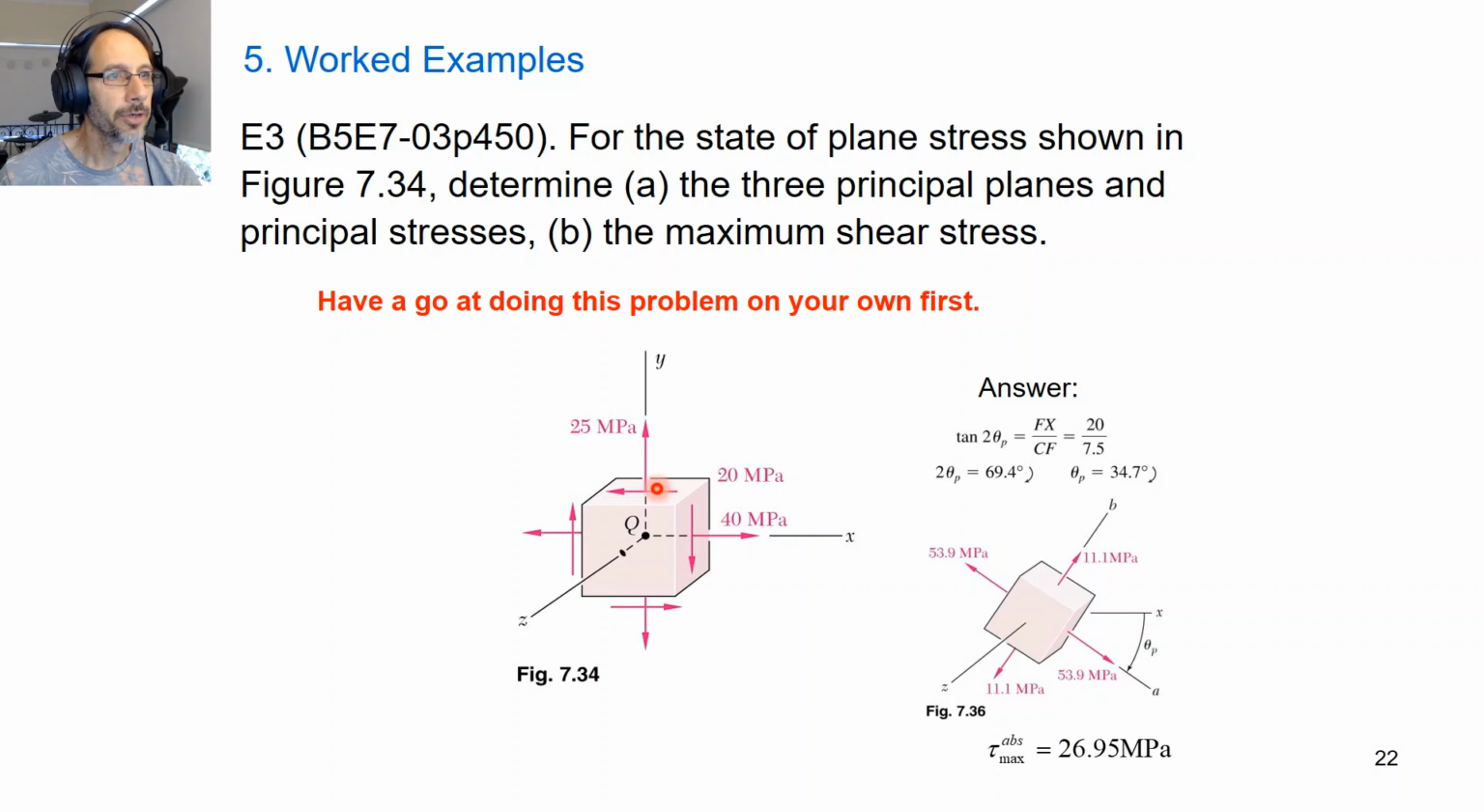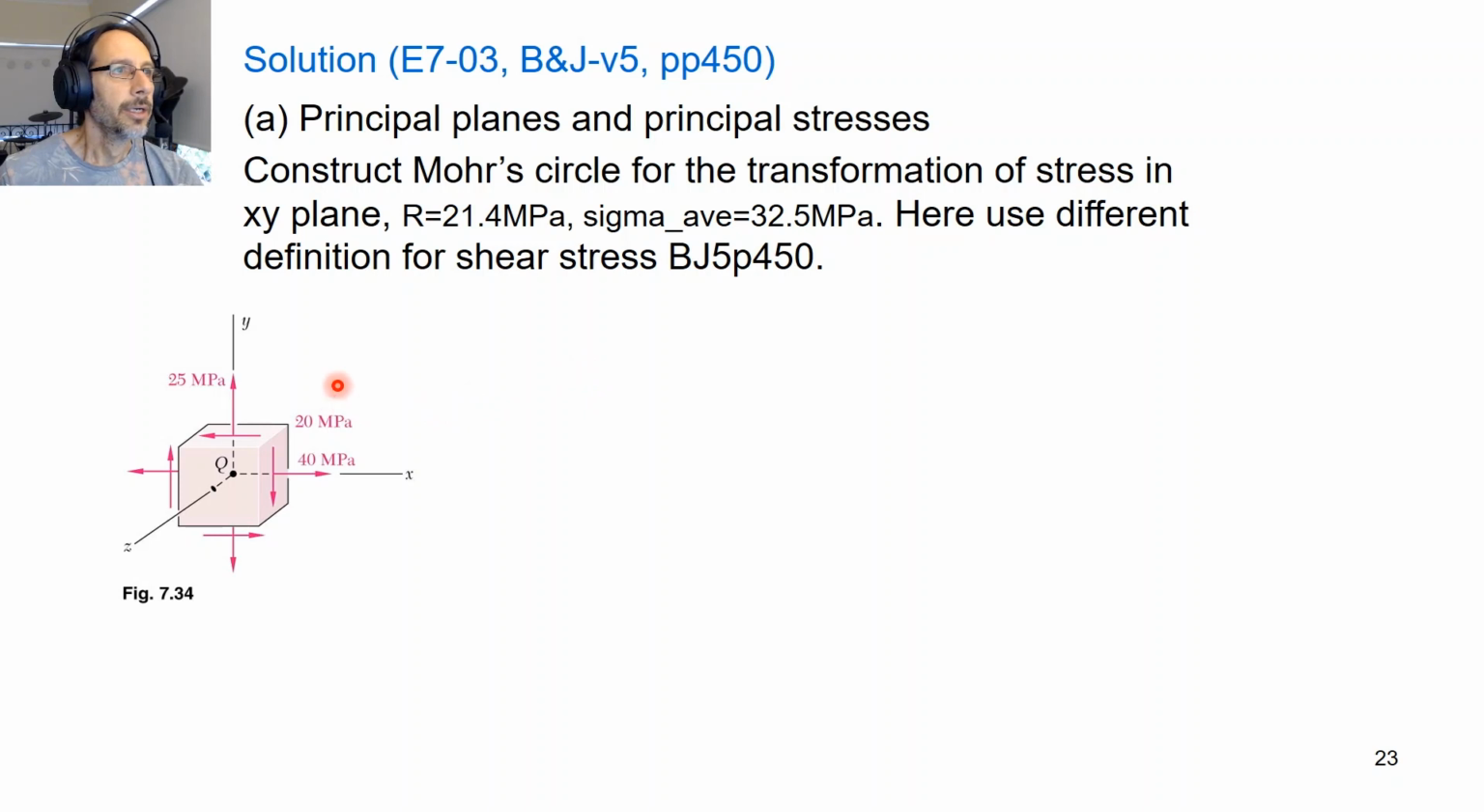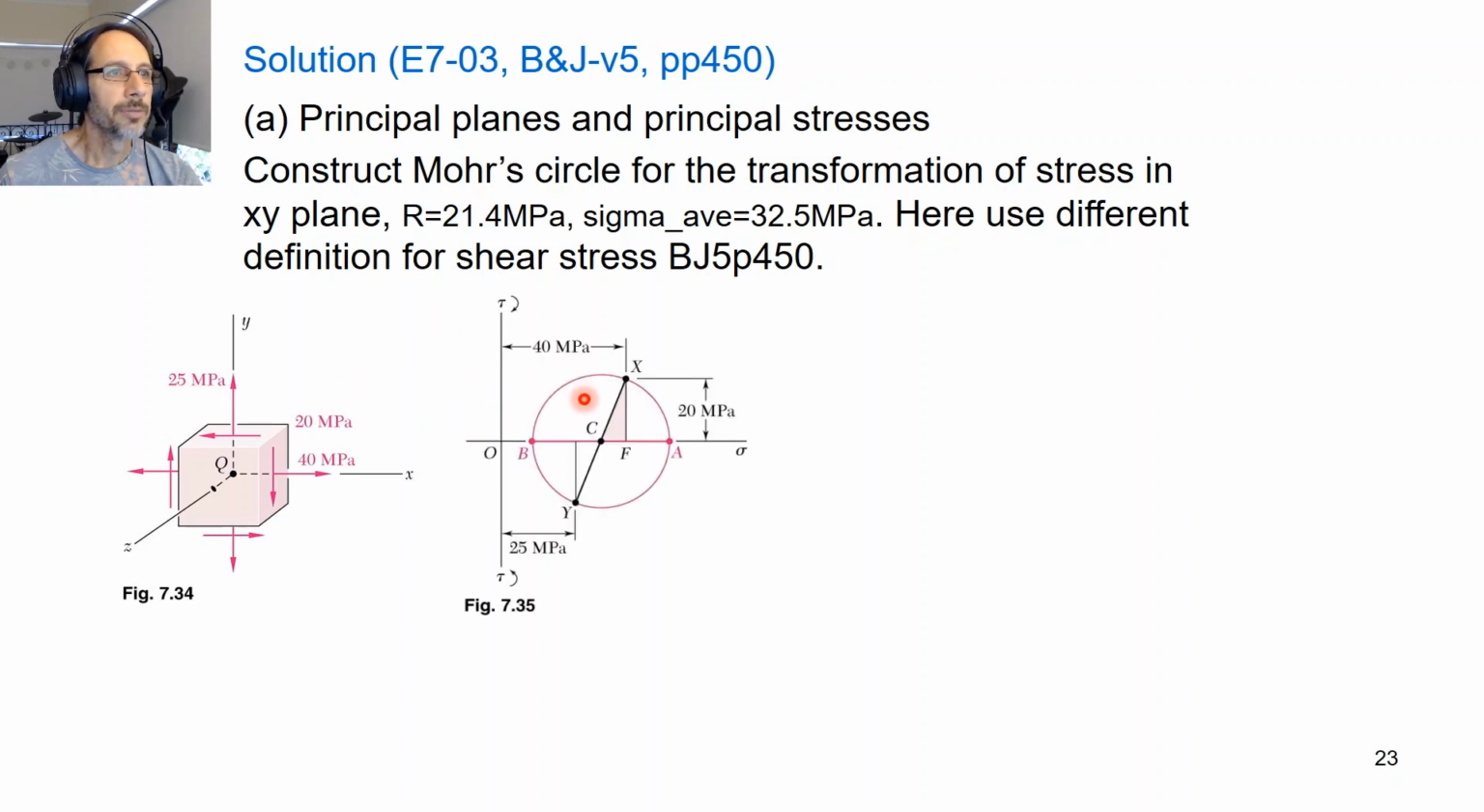Okay, so here we've got our 2D stress element that we've calculated stresses for using our stress analysis formulae, and we want to calculate the 3 principal planes and principal stresses and the maximum shear stress. So let's construct Mohr's circle. We have stress in the x direction is 40 megapascals, and the shear stress is clockwise 20 megapascals, so that's plotted up here.